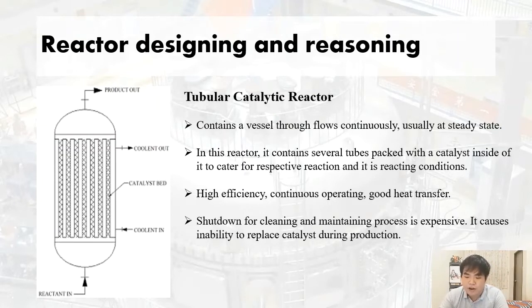It can carry out continuous operation. It has a low operating cost and capital expenditure. It has higher efficiency when dealing with gas-phase reactions, and most importantly, it has good heat transfer. This is very important because when excess heat is produced due to instability of catalytic reactions, it can be removed through the tube walls. There are also disadvantages of this reactor, which are that undesired thermal gradients might exist, and most importantly, the shutdown for cleaning and maintenance is very expensive. It also causes the inability to replace the catalyst during production.